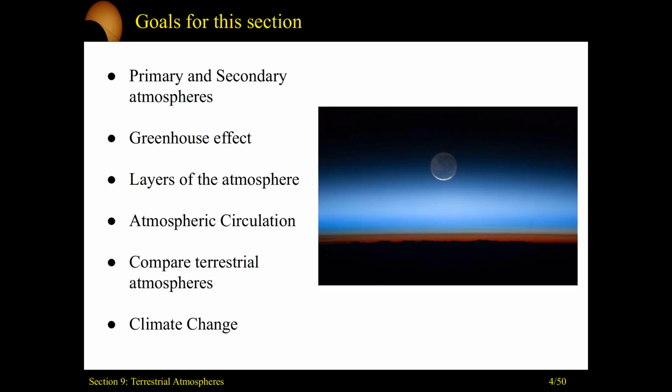So the topics we're going to cover in Section 9 are going to be discussing the primary and secondary atmospheres of the terrestrial objects and the related greenhouse effects on them. We'll look at the layers of the atmosphere, explicitly about Earth's atmosphere, and talk about atmospheric circulation. That's a fancy way to say wind. Then we'll compare Earth's atmosphere to other atmospheres of terrestrials, and we'll end with climate change.